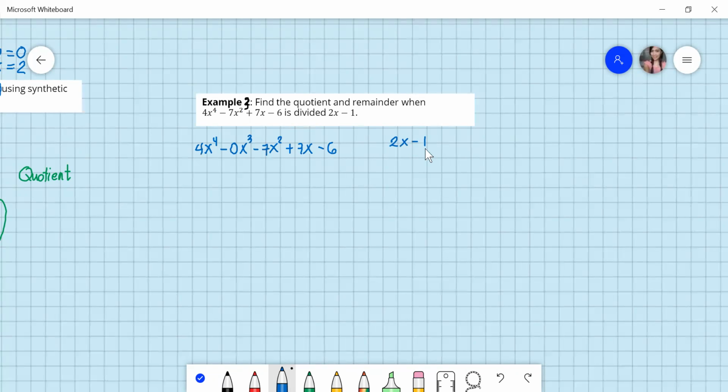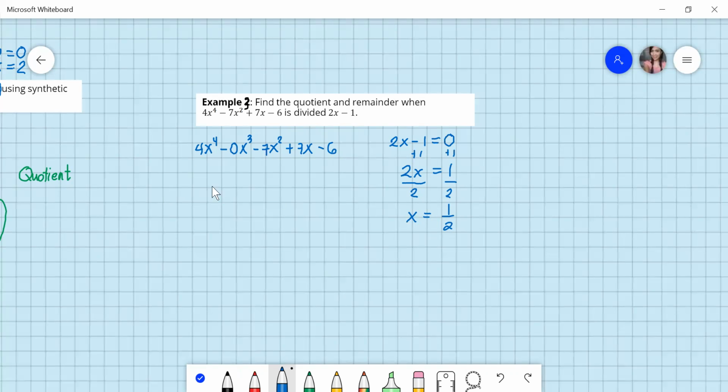Let's get the value of x by equating this divisor to 0. First step, eliminate the 1 by adding 1 to both sides, so 2x is equal to 1. After that, we also need to eliminate the 2 so that x will be left, by dividing both sides by 2. So our x now is a fraction, 1/2.